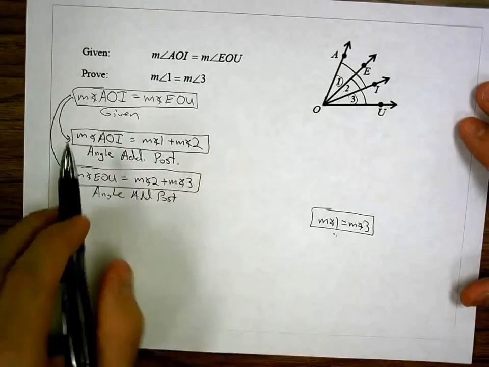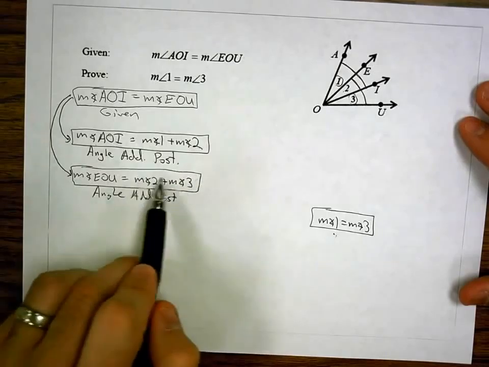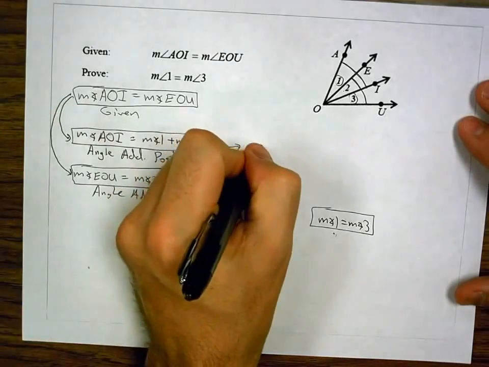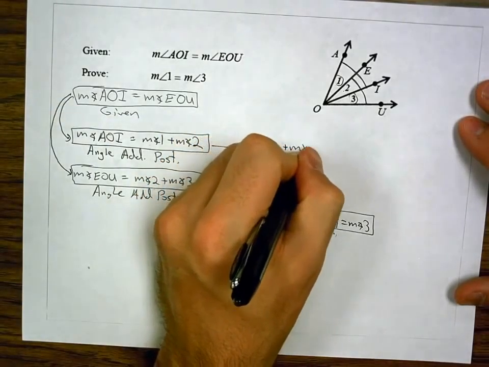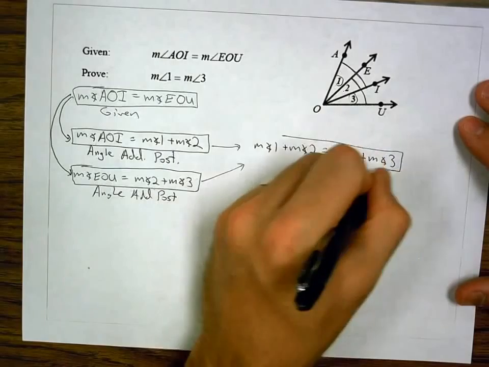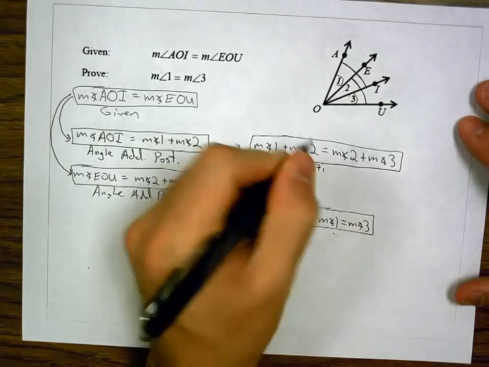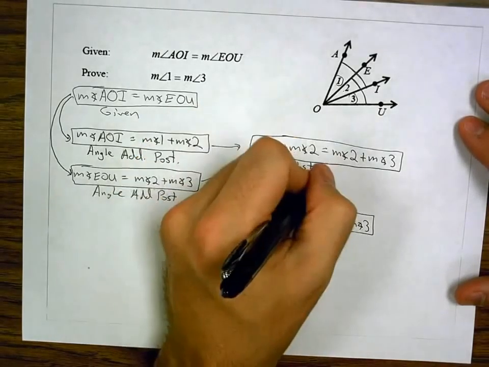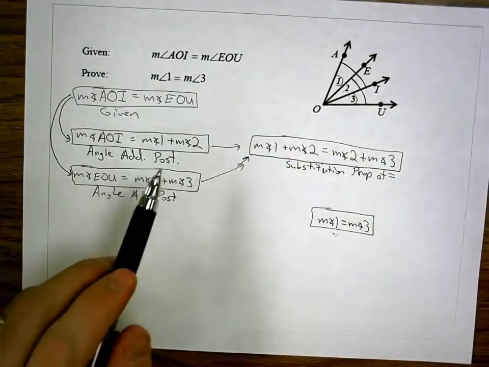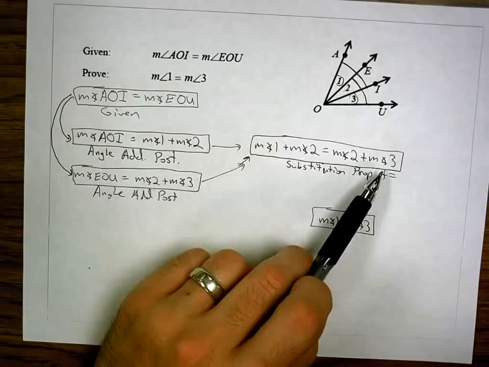So now I can write them as numbers. So I want to replace AOI with 1 and 2 and replace EOU with 2 and 3. So to replace, we call that substitution. So it's going to be the measure of angle 1 plus the measure of angle 2 equals the measure of angle 2 plus the measure of angle 3. And that's substitution property of equality.